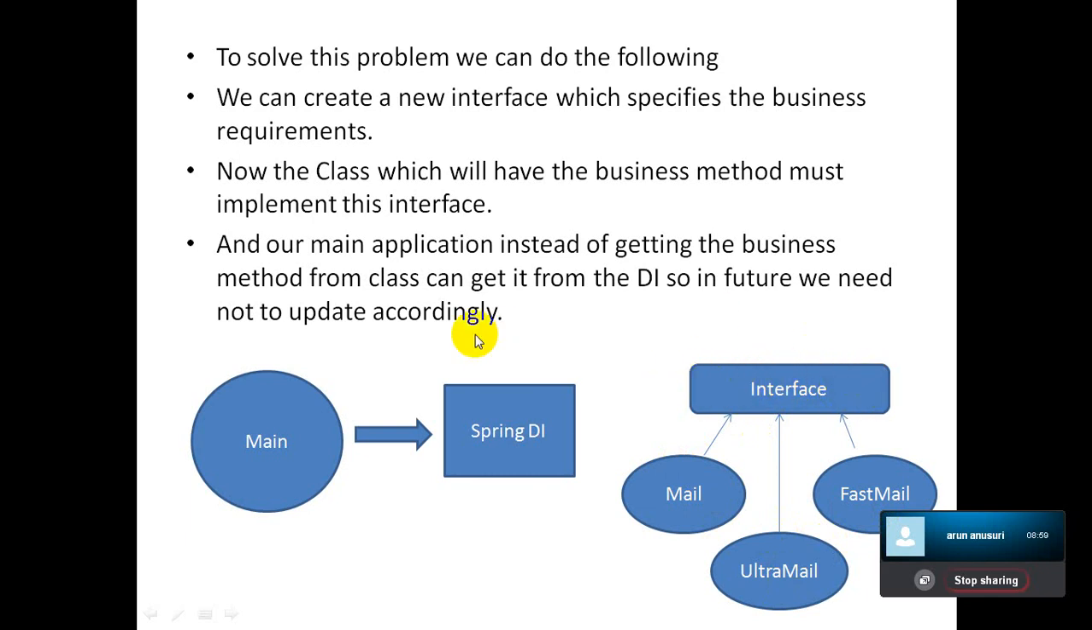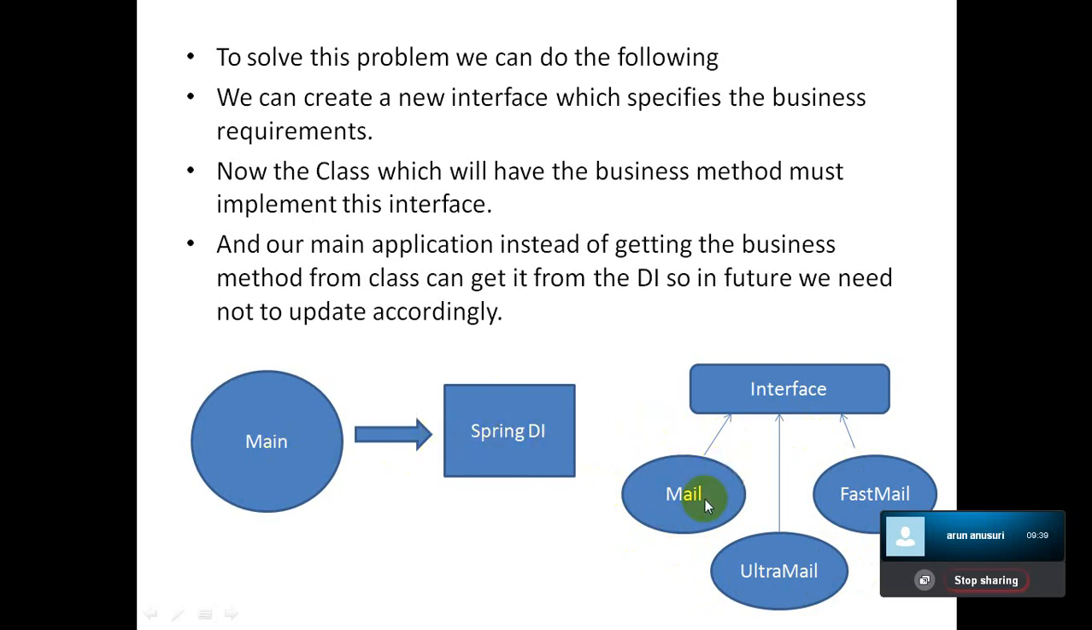And our main application, instead of getting the business method from the class, can get it from dependency injection, so that in future we need not update accordingly. Earlier we directly used to accept from the mail class into our application directly. So we had to remove the previous thing and add a new thing each time. Instead of doing that, I'll create an interface, make my business classes implement this interface, and using Spring dependency injection, I'll inject the respective classes whose methods I'll directly use.